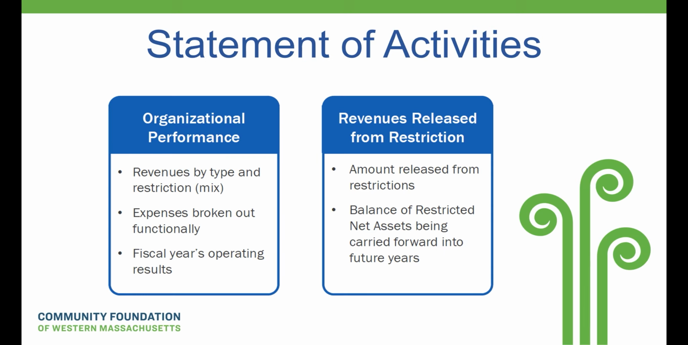Statement of activities. This is the fun one. I know some of my finance staff are out in the Zoom, and this is the one we spend the most time on at year-end trying to figure out how to make it balance. But generally, the statement of activities is really looking at how did we perform this year? What were the revenues that came in? How were they broken out? Where did we spend our money? How much in grants went out the door versus how much did we spend on operations? And it really tells us what the net operating results for the year are.